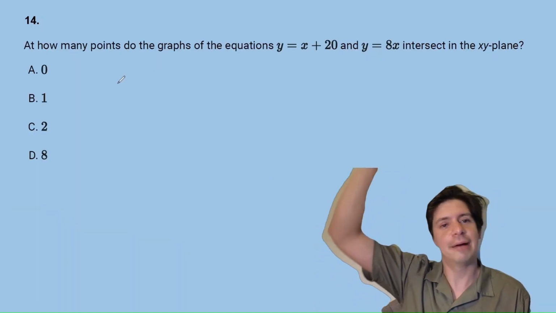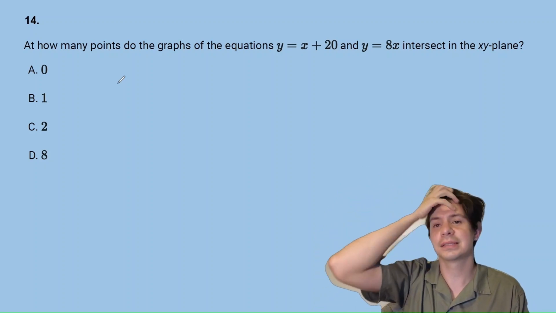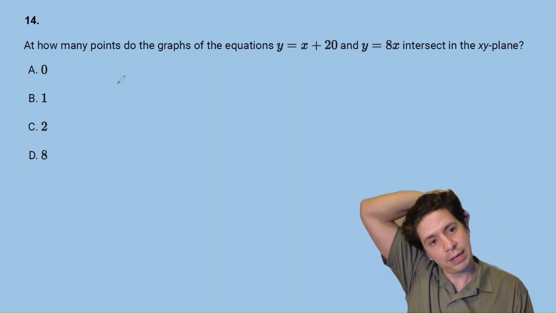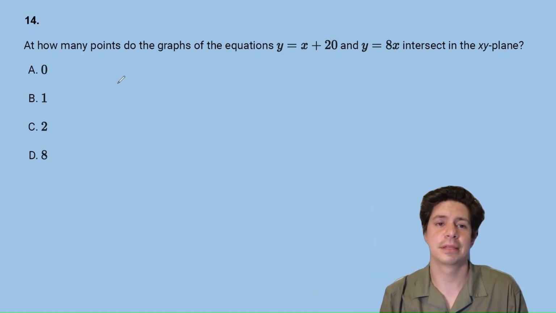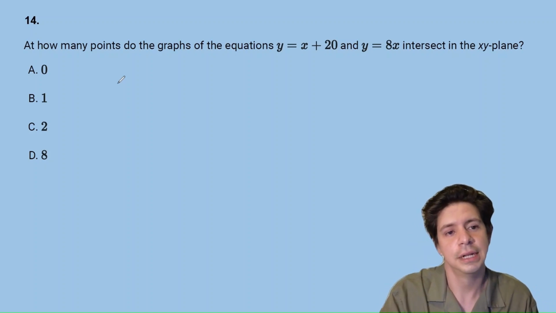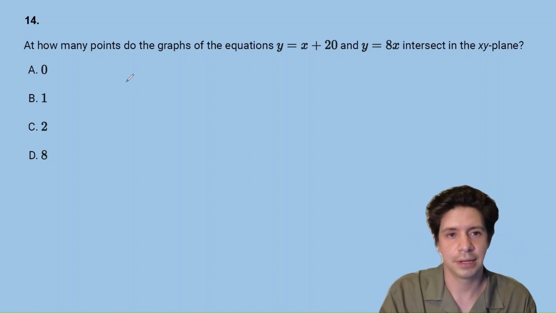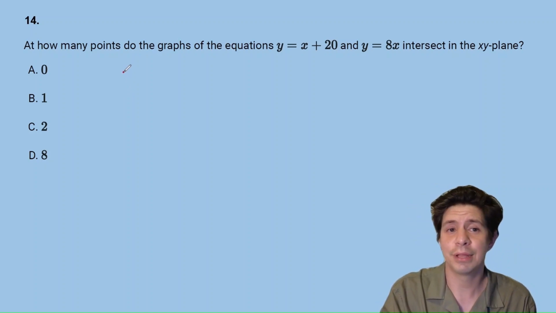At how many points do the graphs of the equations y equals x plus 20 and y equals 8x intersect in the xy plane? All right, let's think about this, right? There's two lines. Do they intersect? Do they not? That's the mystery. So there's 3 ways that lines can intersect when they're both straight lines. You can have them be the same line, and that would be infinite, right? Infinite equals same line.